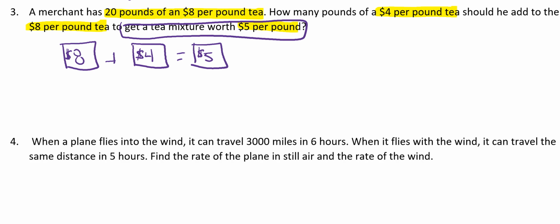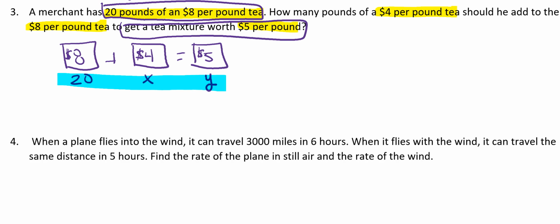So we know that this $8 per pound tea, we have 20 pounds of it. So 20 goes under the 8. We do not know how much of the $4 tea we have, and we do not know how much total amount of tea we have. So this equation, the bottom one, comes from the bottom problem. So 20 plus x equals y.